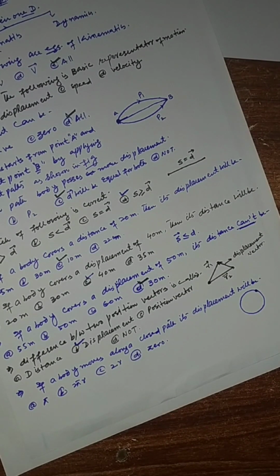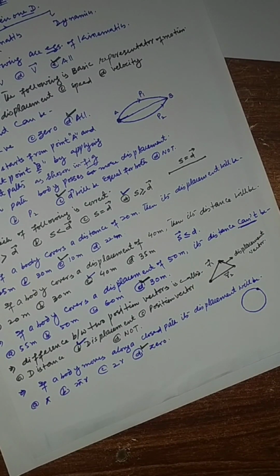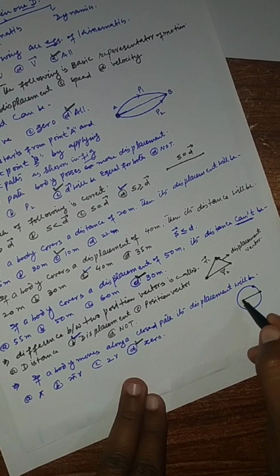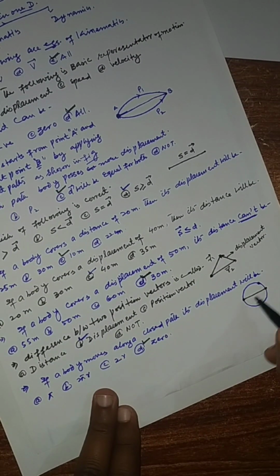We know that displacement is a vector quantity, and for a vector, if the initial and final points coincide with each other, then the vector is always equal to 0. So here displacement will be 0. So if a body moves along a closed path, its displacement will be 0. Or if we write another one, if a body moves from this point to this point along the diameter, from A to B.